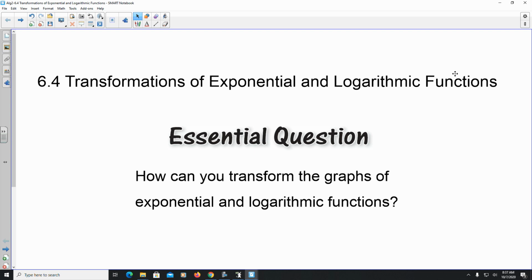In this video, we'll be looking at section 6.4, where we're going to focus on transformations of exponential and logarithmic functions. So we're going to figure out how we can transform the graphs of exponential and logarithmic functions.